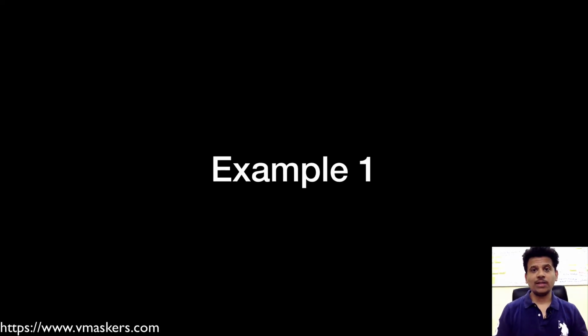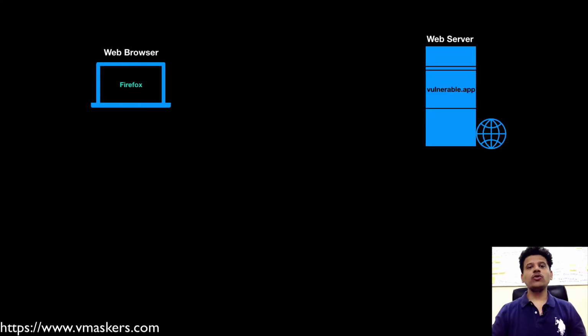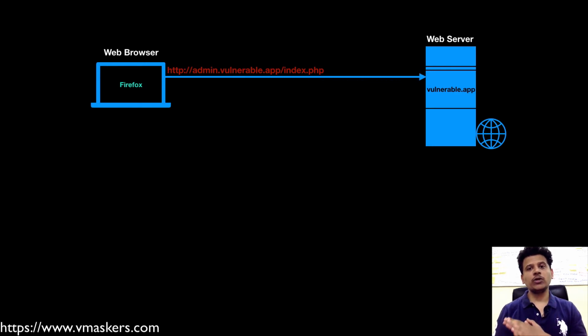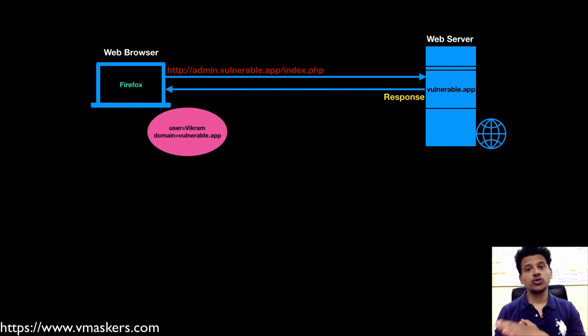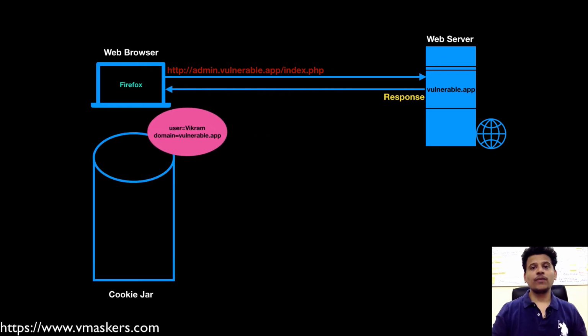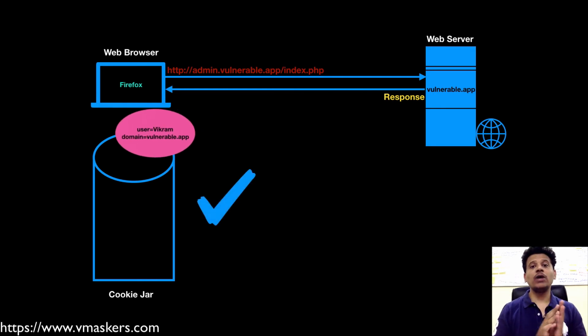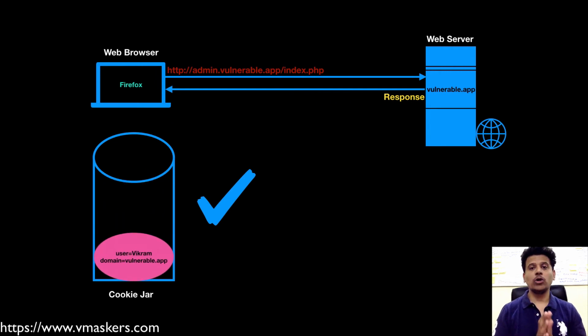Let's see the first example. This is your web browser and you want to visit vulnerable.app. So you type admin.vulnerable.app/index.php into the browser and press enter. The request will be sent to vulnerable.app. Then the server will create a cookie which is user equal to Vikram and the domain equal to vulnerable.app, and it will send it with the response to the web browser. Now this is the cookie jar of the browser. So admin.vulnerable.app can set a cookie value for vulnerable.app because lower level subdomains can set a value for higher domains.